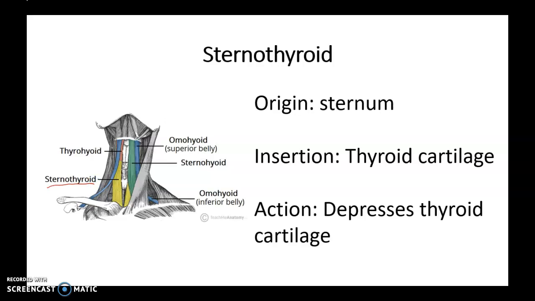And the name suggests it runs from the sternum to the thyroid cartilage. I'll just label the thyroid cartilage here. Sternothyroid. It runs from the sternum to the thyroid. Essentially, it should stop here, but the picture is not 100% right. So this muscle runs from the sternum to the thyroid cartilage, and that's why it's called Sternothyroid. It also depresses the hyoid cartilage.